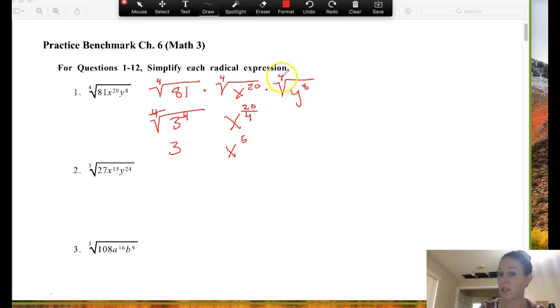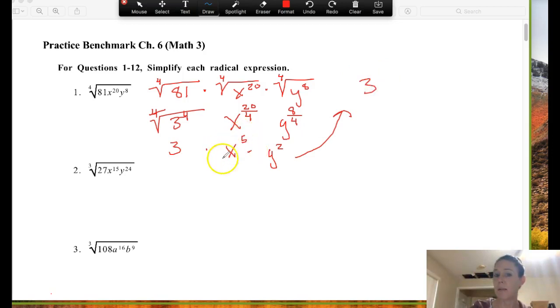And then look, these are going to divide evenly, so I'm going to go ahead and write them in their rational forms because it works. Power is on high, root goes below. And then if I divide this, this is y squared. Now these are all multiplied, and I'm going to talk about the absolute value. This does have to have the absolute value on it. My final answer is 3 times the absolute value of x to the fifth, times y squared.